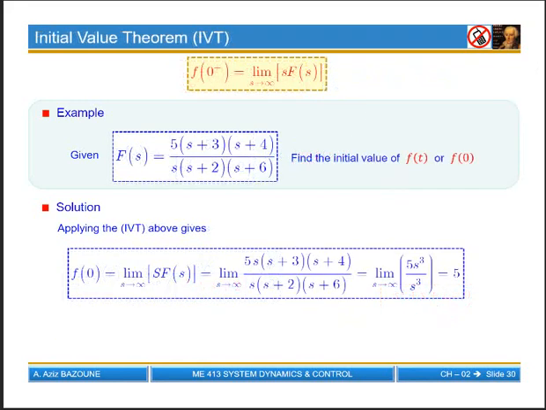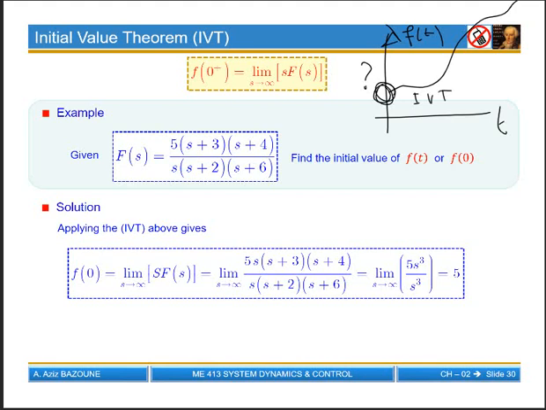The initial value theorem also is this one, the opposite. Sometimes we have our function here like this. This is t, and this is f of t, but we don't know what is the limit at time t equal to 0. Our function is doing this, but here we don't know what is this limit. This is called the initial value theorem, IVT. The initial value theorem says take the limit of s F of s when s goes to infinity, and you are done.